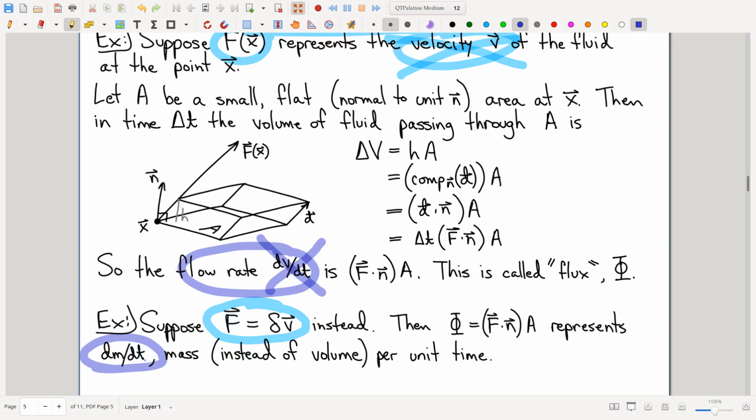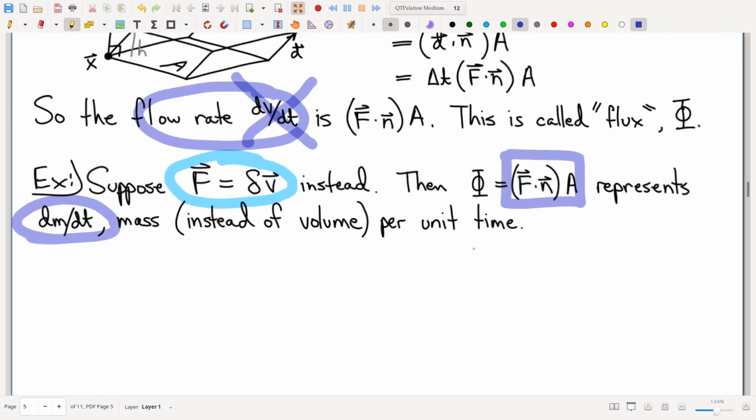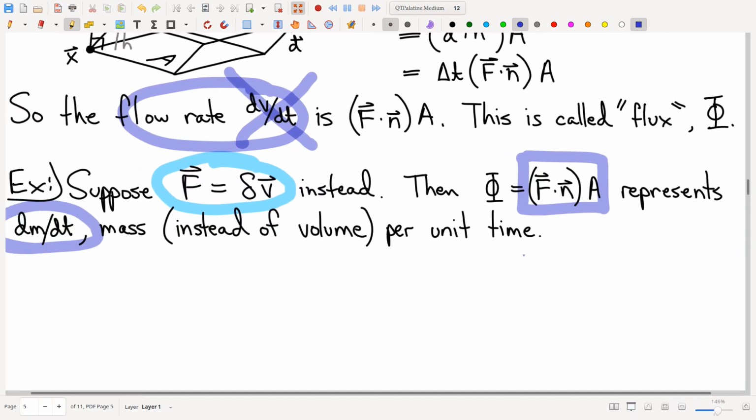A more natural way to represent a fluid flow, and a more natural question to ask about how much is passing through. And what it's going to turn out to be, that the answer, again, is the same exact expression. It's F dot N times A, as it turns out. And so again, flux. Same expression, same notation, same terminology. Flux, again, is the answer to this natural question.